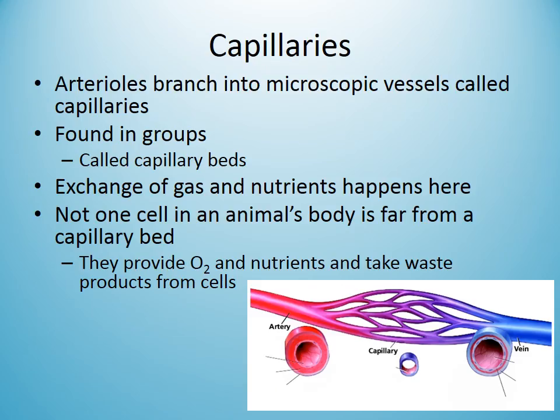The capillaries. Arterioles branch into microscopic vessels called capillaries. Capillaries are usually found in groups called capillary beds, and this is where the exchange of gas and nutrients happens. So when we're giving oxygen to tissue and taking CO2, it happens at the capillary level. Not one cell in the animal's body is far away from a capillary bed, and that's how every single cell in the body gets oxygen from the vessels. They provide O2 and nutrients and take waste products away.